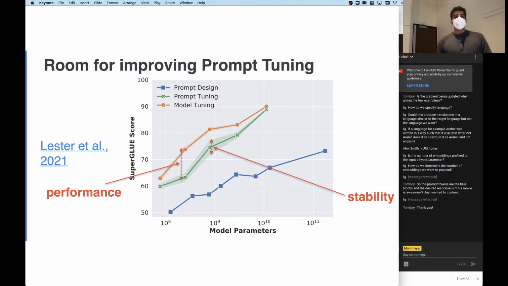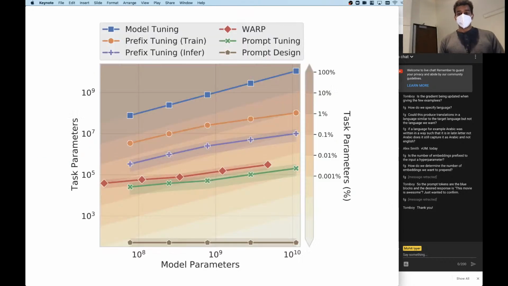Okay, and this curve also suggests some nice avenues for improving this kind of method. So, there are gaps in performance at smaller model sizes that of course, people are interested in closing. And also, the performance of prompt tuning is not very stable at the smaller model sizes. So you could learn 2 sets of embeddings for the same task that are completely different with different random seeds, and their performance could be very different from each other. So those are 2 things that are important.